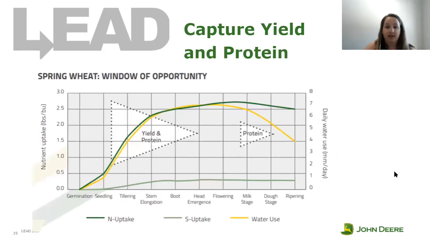Your window of opportunity for wheat is actually two opportunities for protein. If you're looking to capture yield and protein, the application window would be just after seeding and then narrowing as we get to head emergence. This window of opportunity can be utilized to capture both yield and protein. Whereas if you're looking to capitalize on just your protein, you can wait until just before the milk stage and then narrowing once we get to dough stage, as that kernel starts to harden. And this can be used to capture that protein.